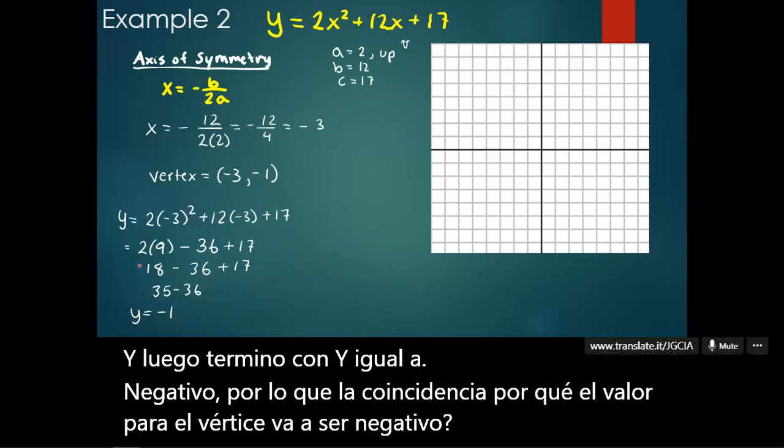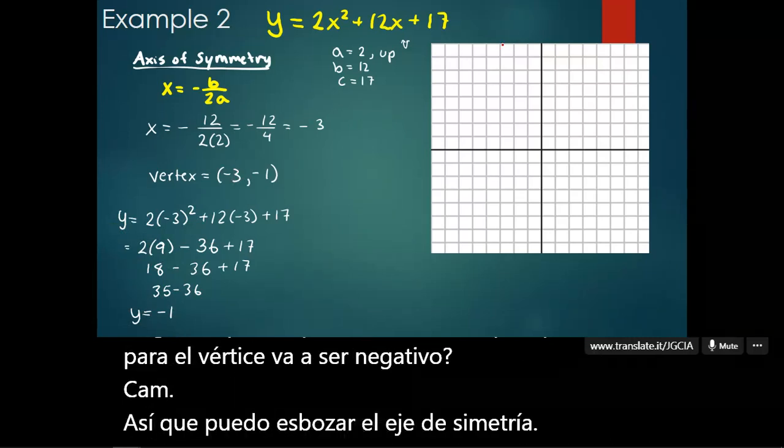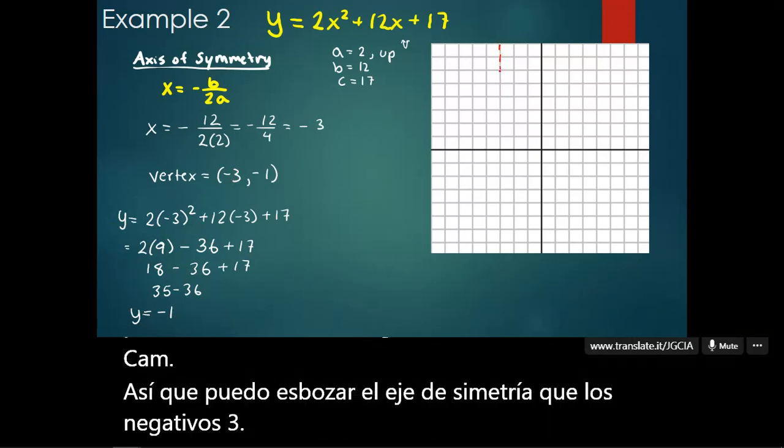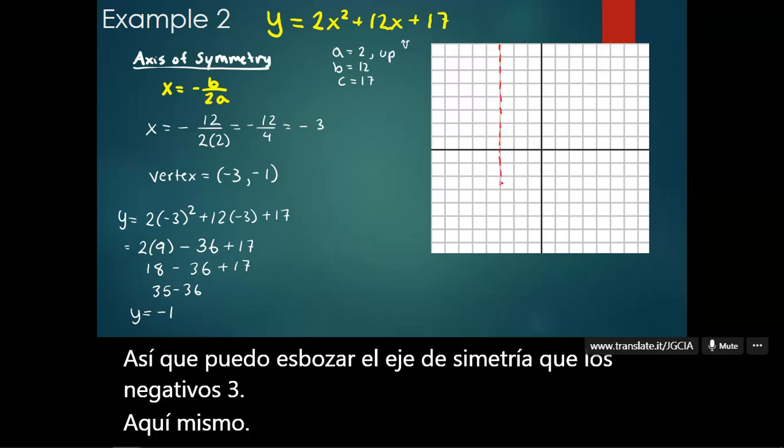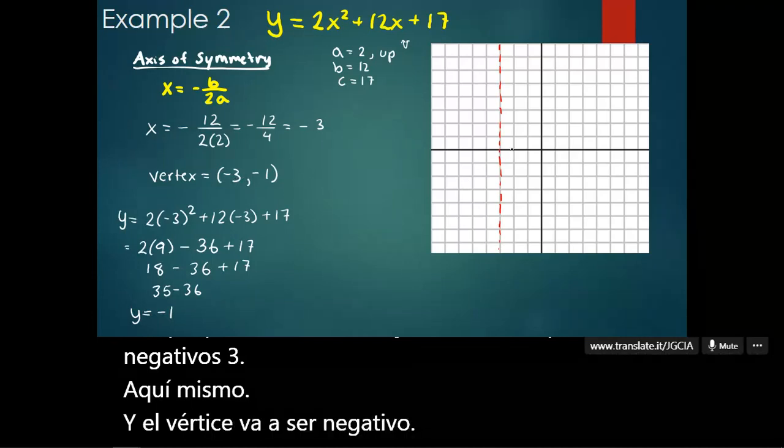Okay? So I can sketch the axis of symmetry. That one's at negative 3. Right here. And the vertex is going to be at negative 3, negative 1. So negative 3, negative 1. Right here.